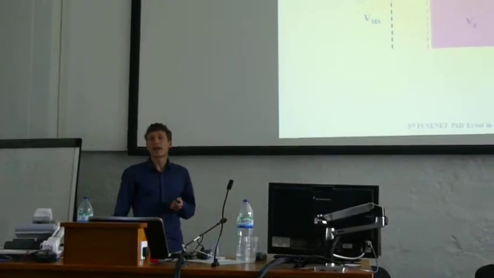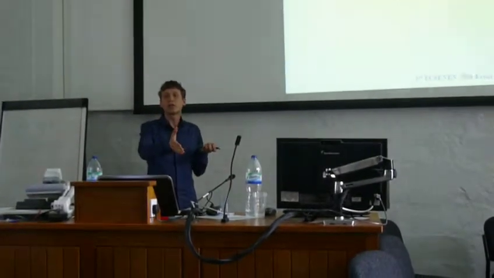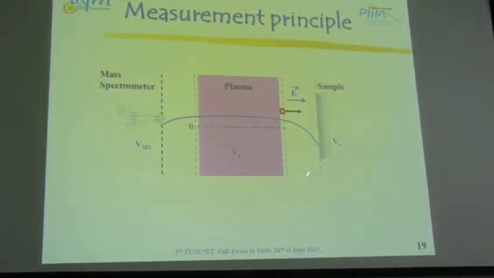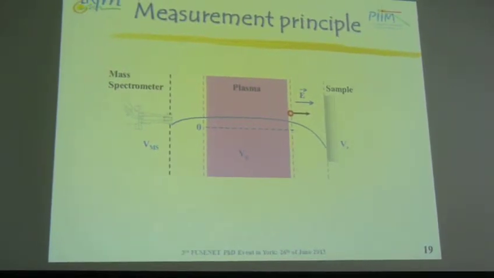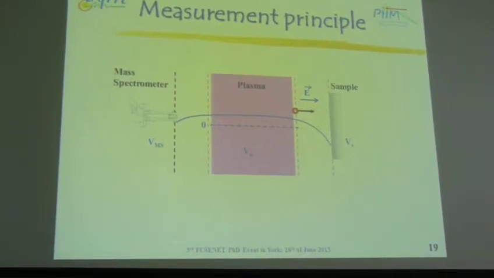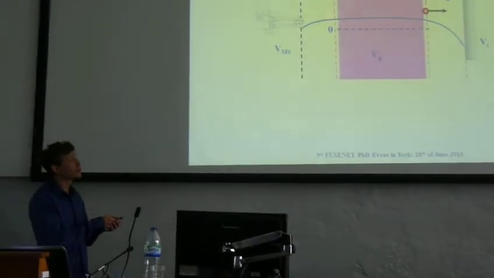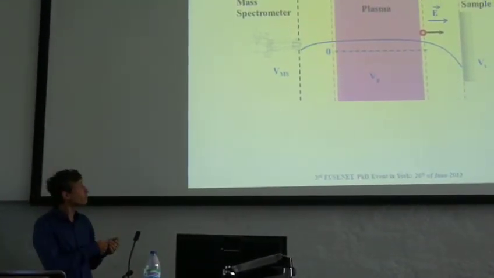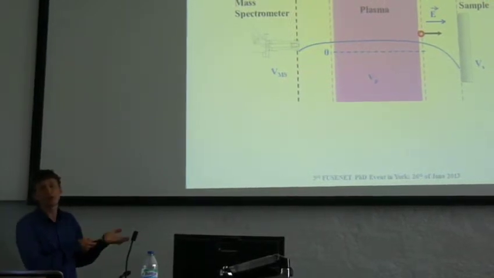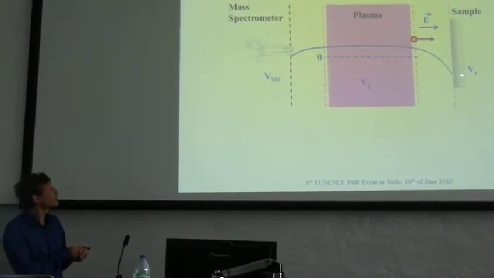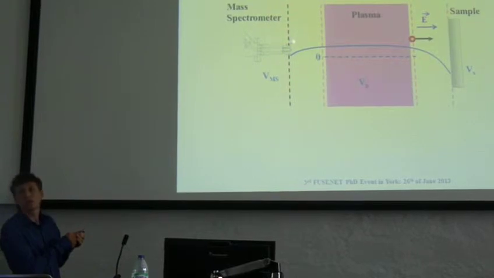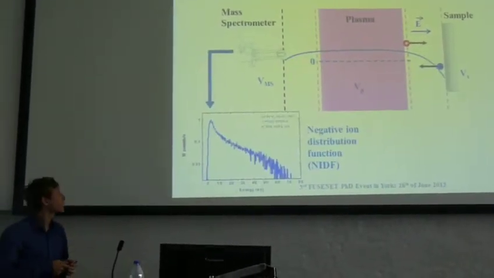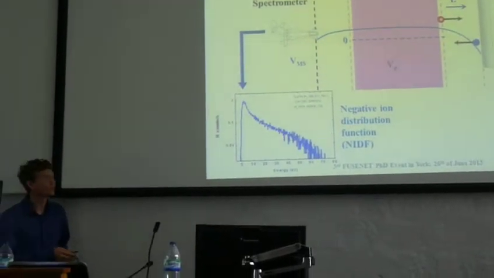So what basically happens when we put our sample in the plasma? We put it under negative bias. So there is an attraction of positive ions from the plasma towards the sample. Then they neutralize near the surface, interact, get an additional electron, and are turned into negative ions, and they are attracted back towards the plasma and towards the mass spectrometer, which is floating at ground. So in the end, you measure something like that, which is a negative ion distribution function.